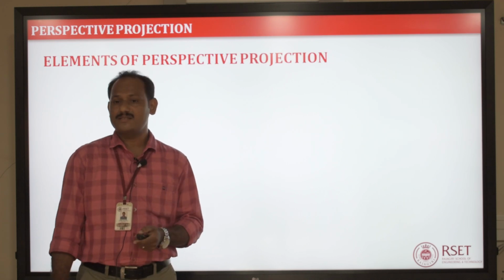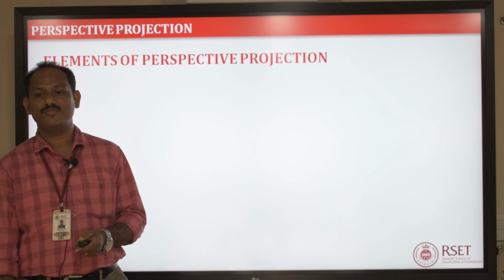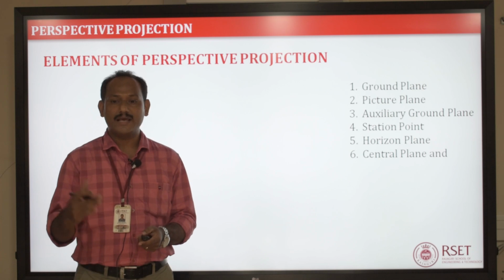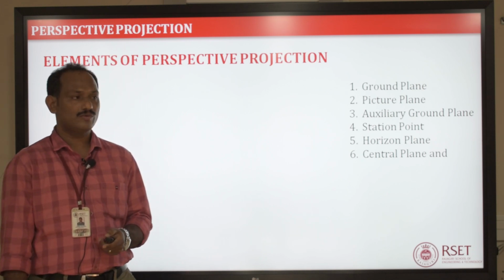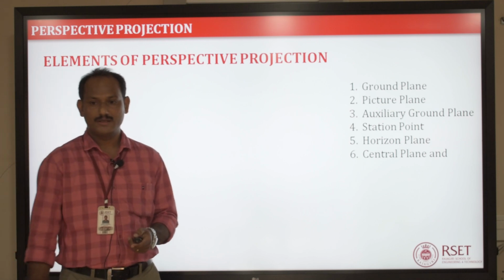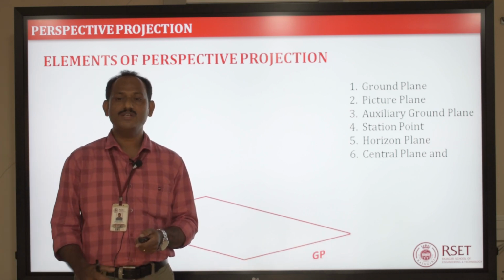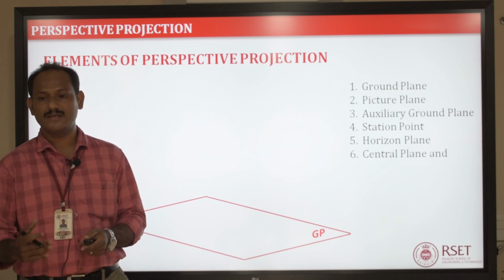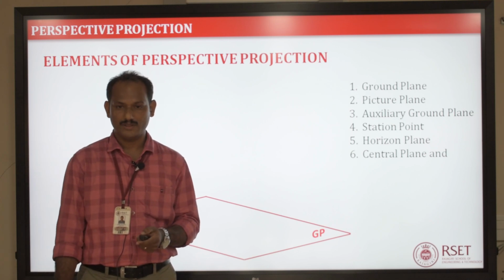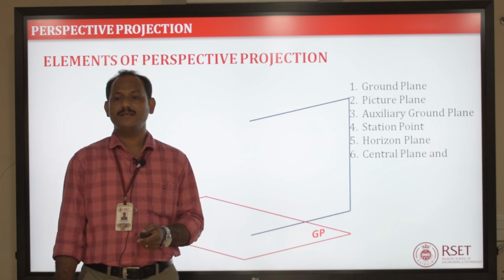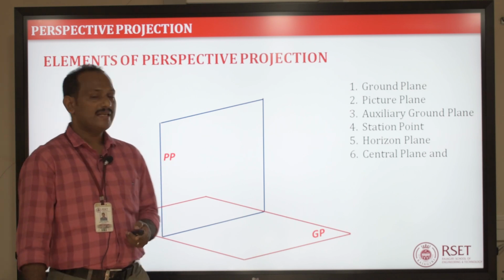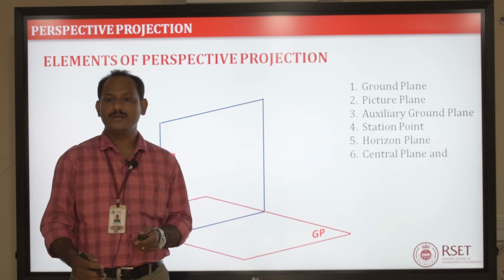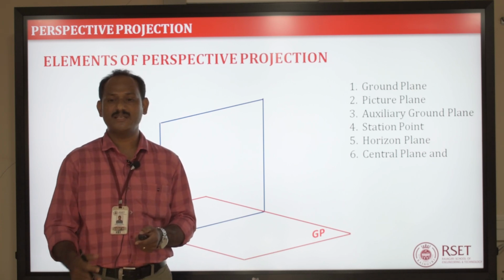Now, we will discuss the elements of perspective projection. These are the important elements of perspective projection. First one is the ground plane. The ground plane is a horizontal plane on which the object and the observer is assumed to be placed. The second plane is the picture plane. It is a transparent vertical plane on which you will get the perspective view.